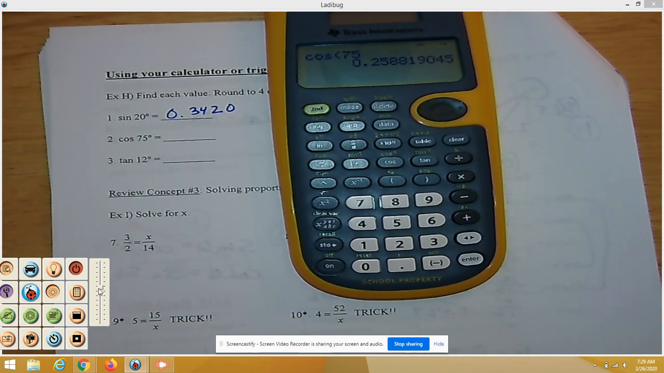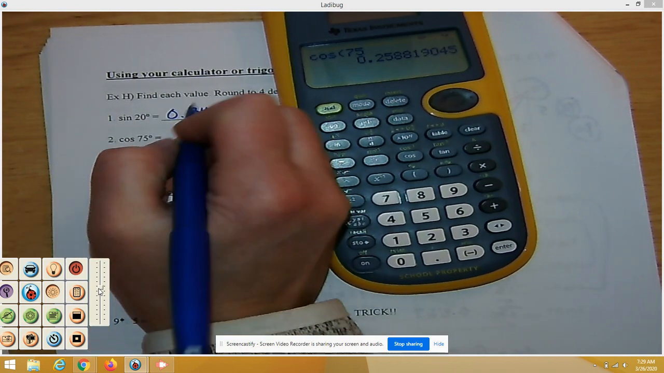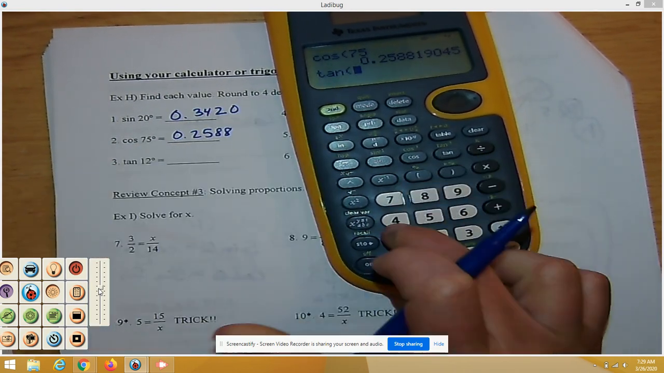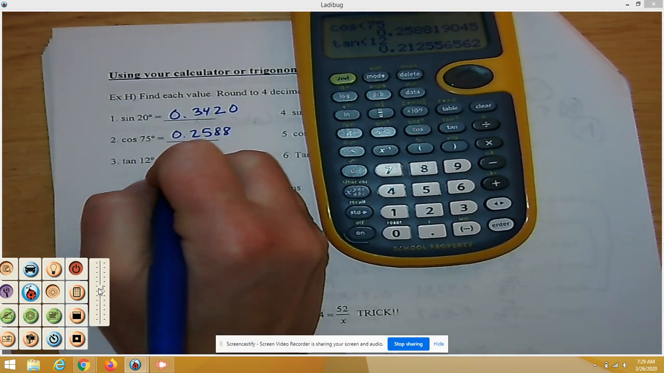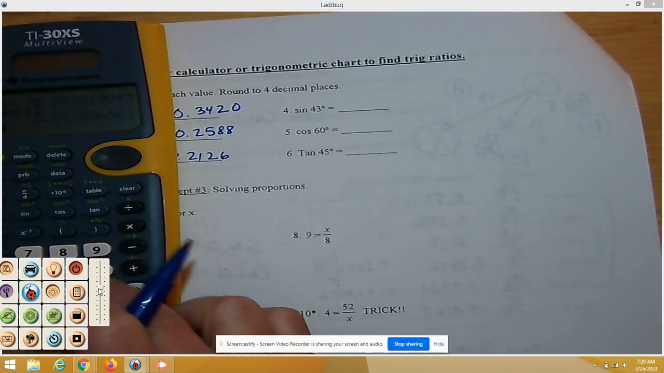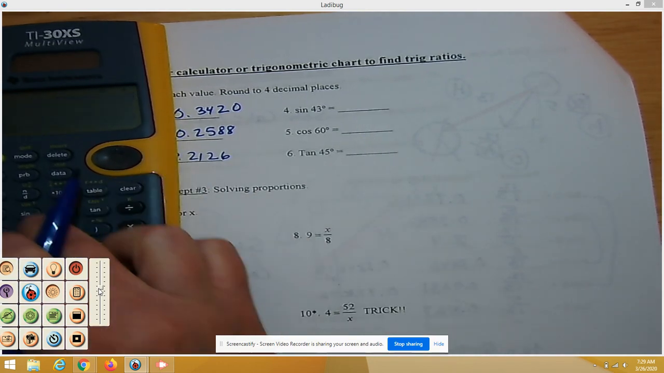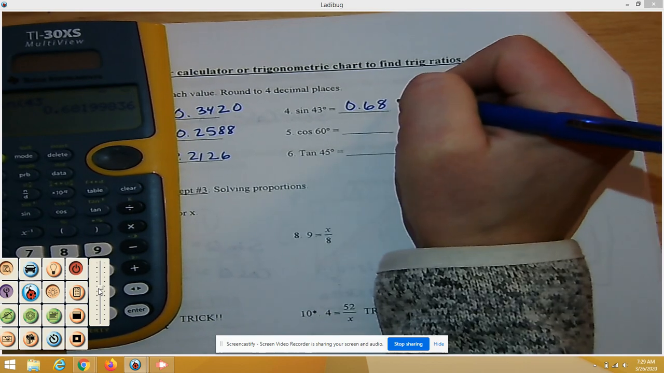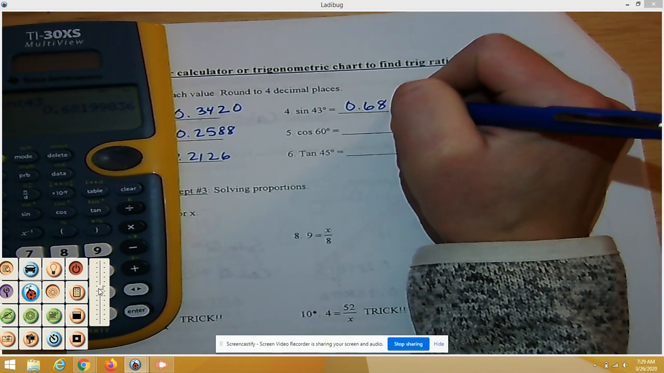All right, and then you should be getting 0.2588. And I have 0.2126. Be careful if you're rounding. And then, oops, I have sine of 43. And I get 0.68. And now this one was 199.